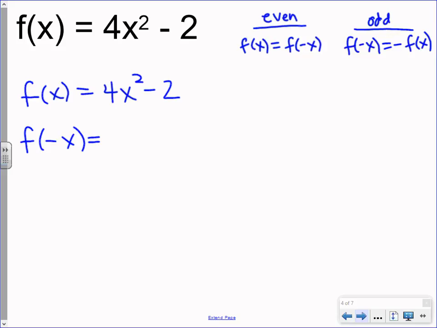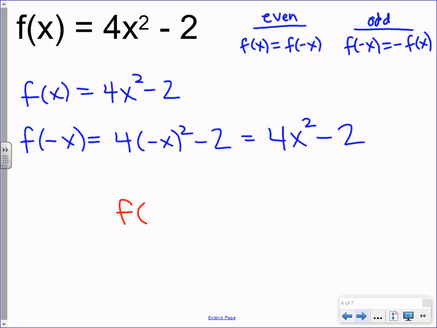Remember, when we're plugging in, make sure you plug into x. So since x is squared, make sure the negative x gets squared. And then we need to rewrite it. When we square negative x, what happens? It turns positive, right? So this is 4x squared minus 2. Does that look familiar?